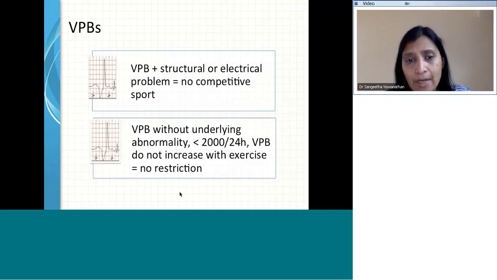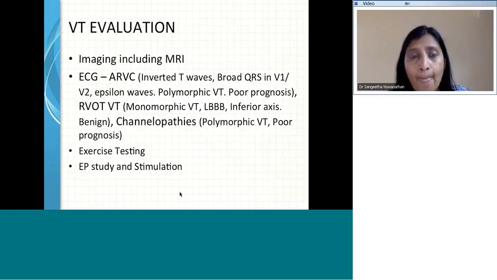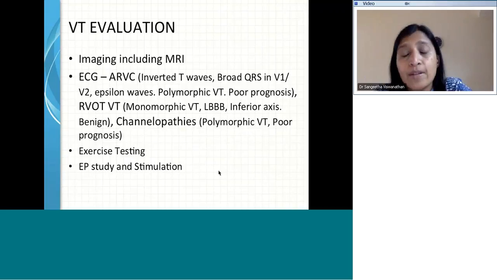So I think we've already had a look at this. To evaluate VT, sometimes MRI is required. With your initial basic assessment that we discussed already, if there are still concerns, then you would undertake more advanced imaging like an MRI, which can detect problems like arrhythmogenic right ventricular dysplasia, and sometimes these patients require an EP study and stim. This would be particularly in situations like the RVOT tachycardia, where it can then be ablated.